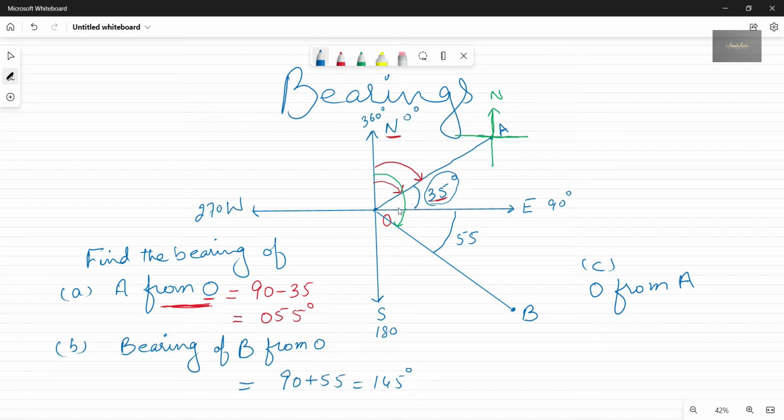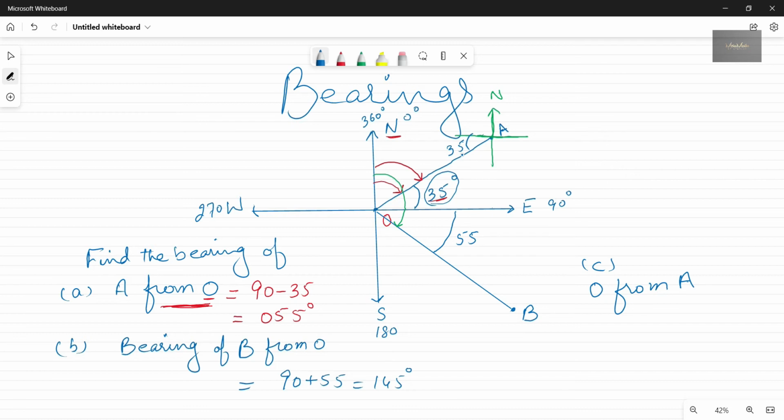If this line OA is making a 35-degree angle with the horizontal line here, then OA will also make a 35-degree angle with this horizontal line. Okay, so I will shift this 35 here, and what is the reason? These are the alternative angles of parallel lines.